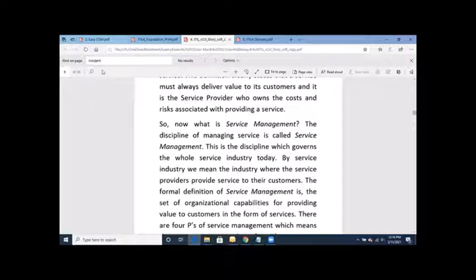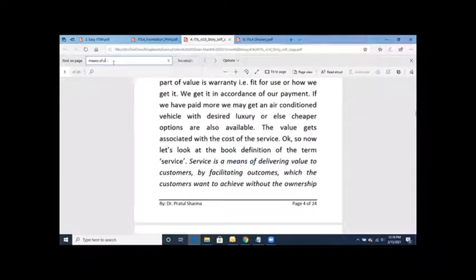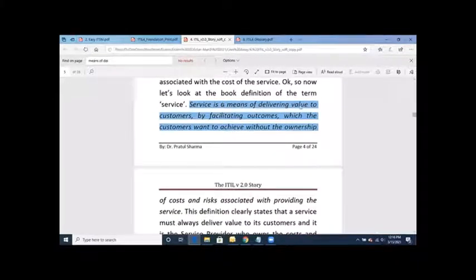Let me just search. Yeah, here it is. This is the definition of service as per the ITIL V2 literature. Service is a means of delivering value. You are delivering value to customers by facilitating outcomes that the customers want to achieve, without the ownership of cost and risk. And there is an example given in this book, which clearly explains what a service is.